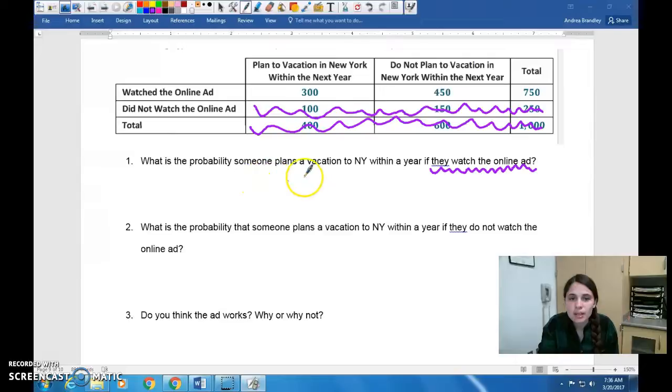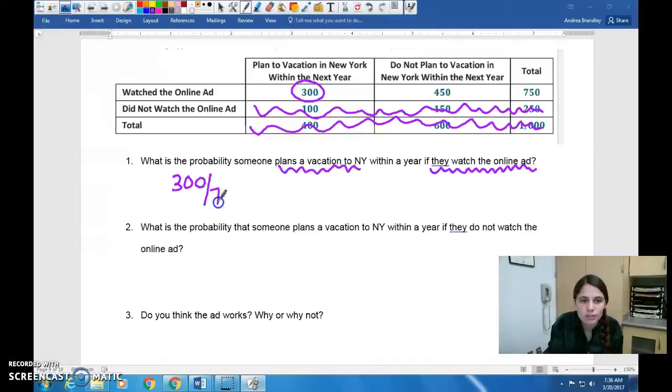So what's the probability that they do plan a vacation? They plan a vacation. So that's this number out of our total number of people who watched the online ad. So to find this probability, we do 300 divided by 750. So 300 in my calculator divided by 750 is 0.4 or 40%.